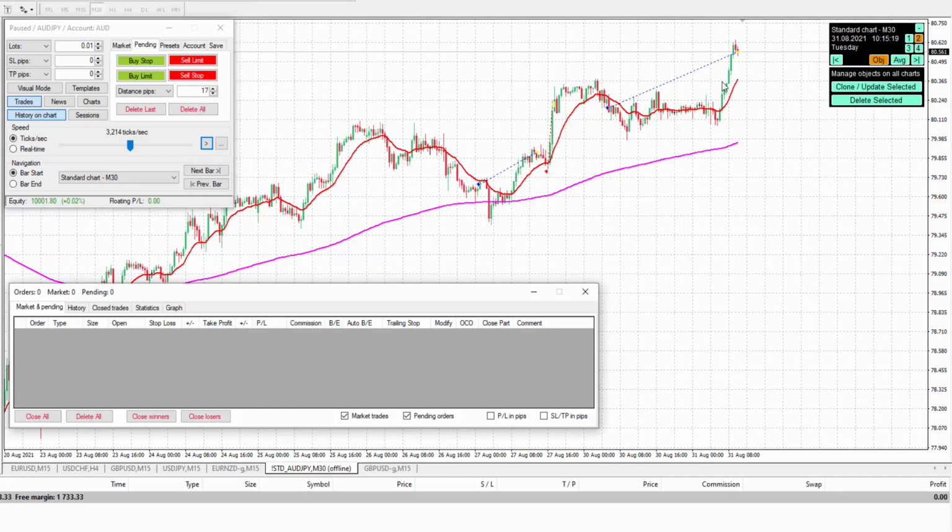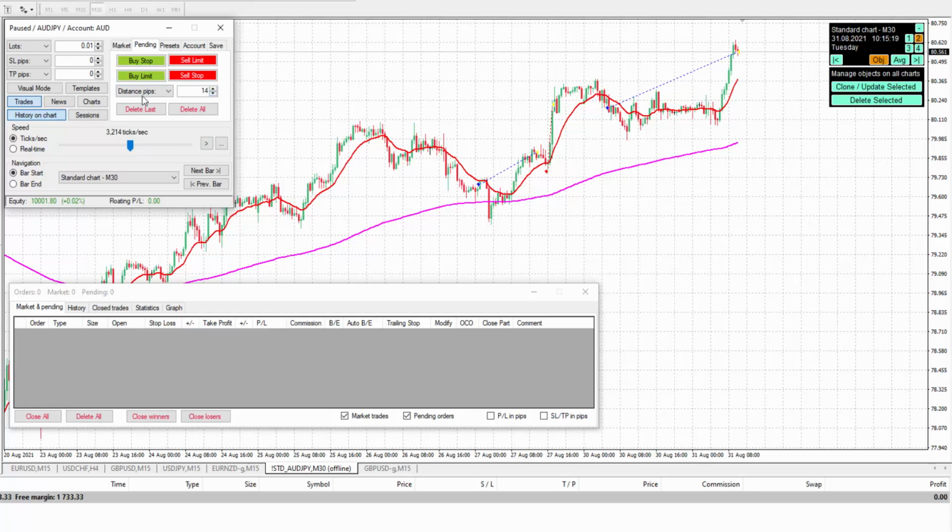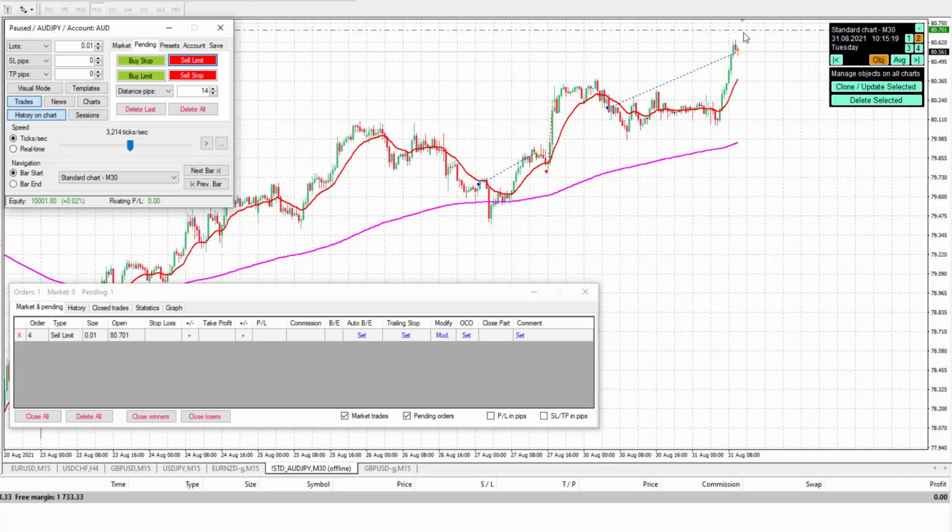Now I'm going to show you a sell limit order. So for example, a sell limit order occurs when obviously we want to sell, but we want to sell at a better price. So current price is here, but we want to sell it at, let's say, this level. So let's say we want to enter a sell order at 14 pips away. So I'll set up the distance at 14 pips and I'll create a sell limit order. So it's a pending order. If the price touches this point, it will sell. Let's see what happens.